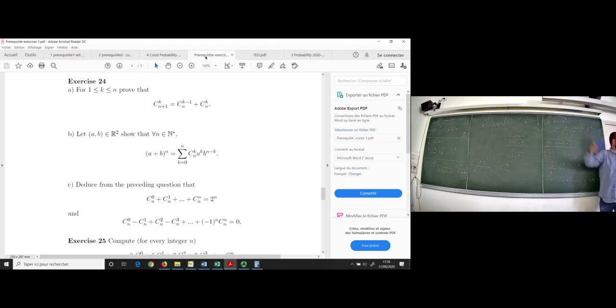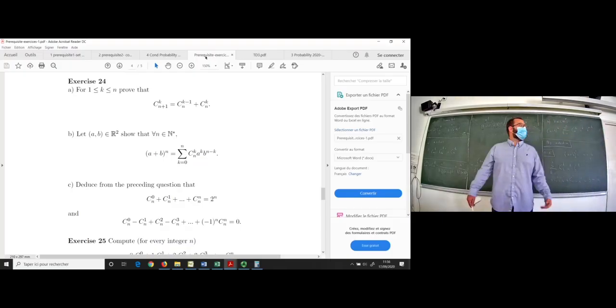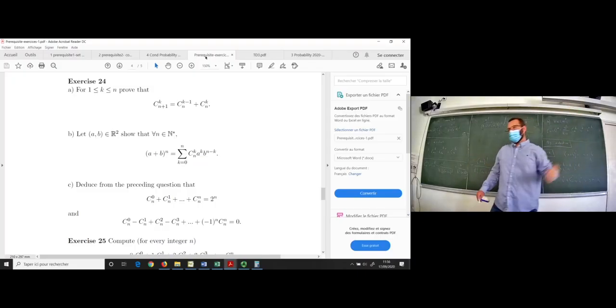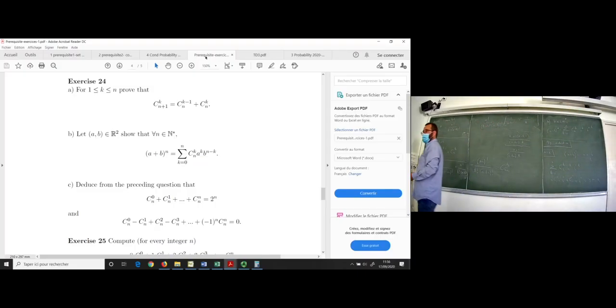Okay? N star here. So that's why I start from 1. If I have n equal to 0, n belonging to N, I start from n equal to 0. If I have a property for n belonging to capital N minus {0, 1}, I start from 2. So I start from the first, the smallest if you want.